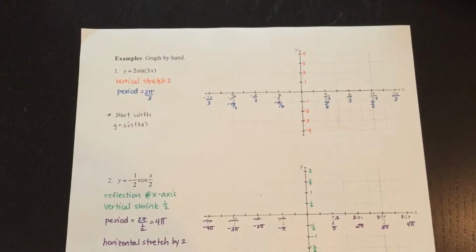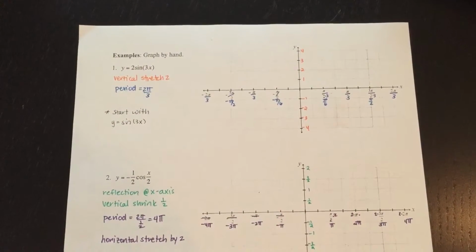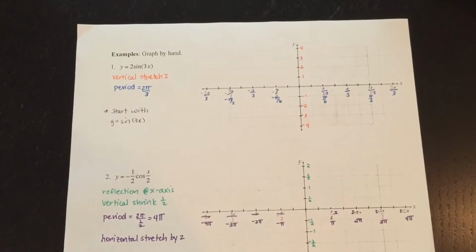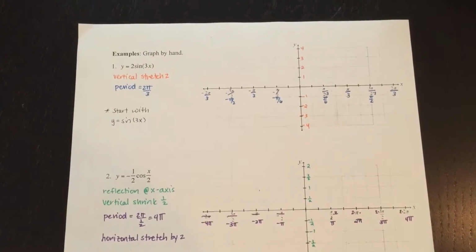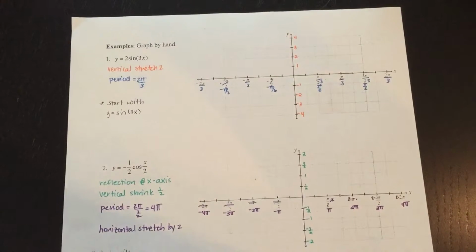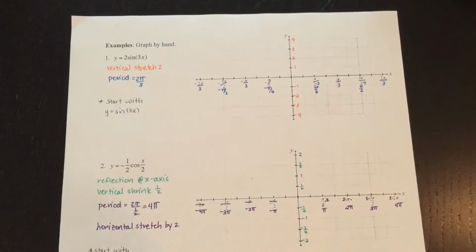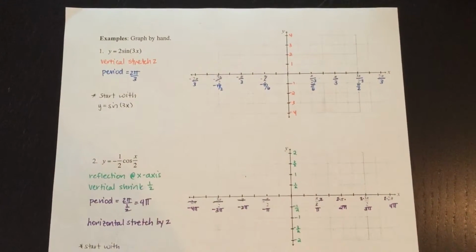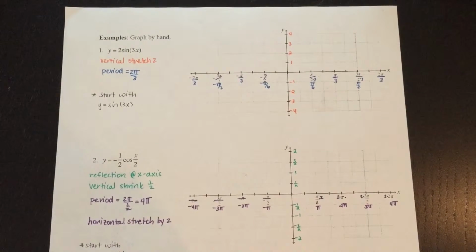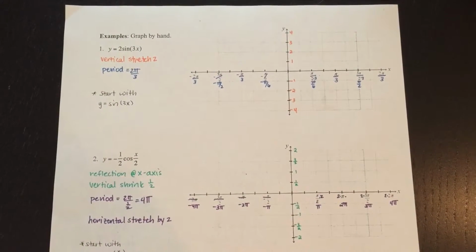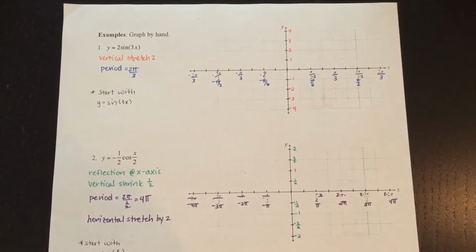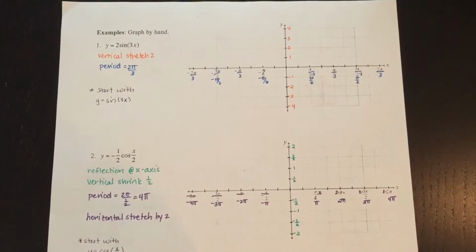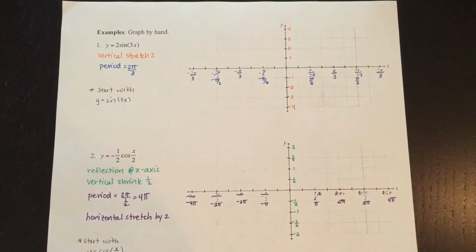In this video, we're going to graph some transformations by hand, but I want to show you some tricks of the trade that make labeling your graph a little bit easier if you understand basic principles like amplitude and period. So if we look at number one, we know the parent function is going to be sine x, but we might change the parent a little bit to take into account the fact that we're going to have a vertical stretch by 2 and a period of 2 pi over b, or 2 pi over 3.